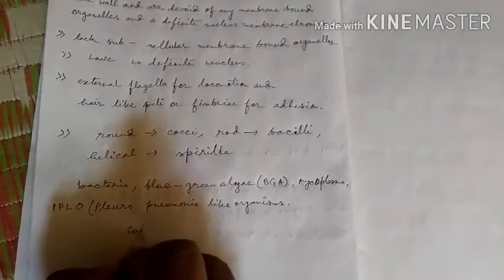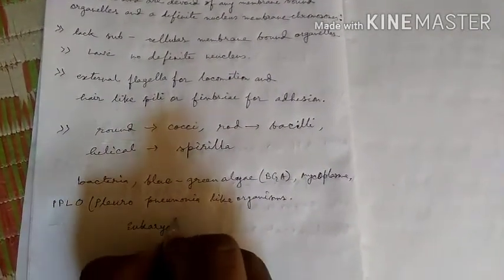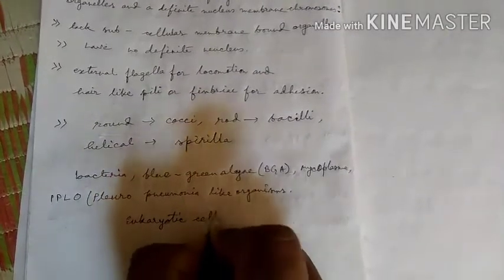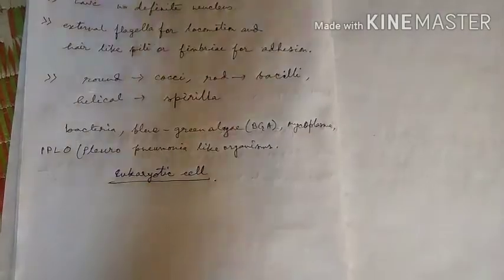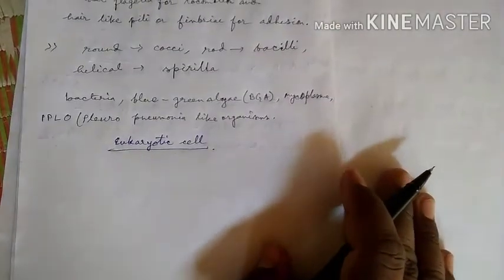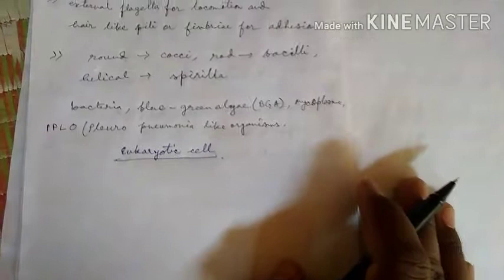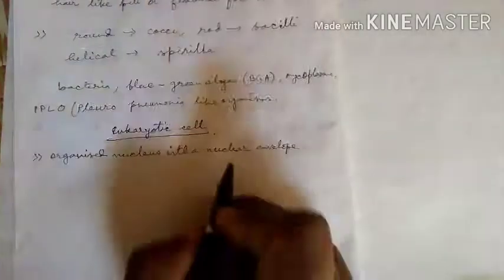And now it is time for eukaryotic cells. So eukaryotic cells are those cells which possess an organized nucleus with a nuclear envelope.